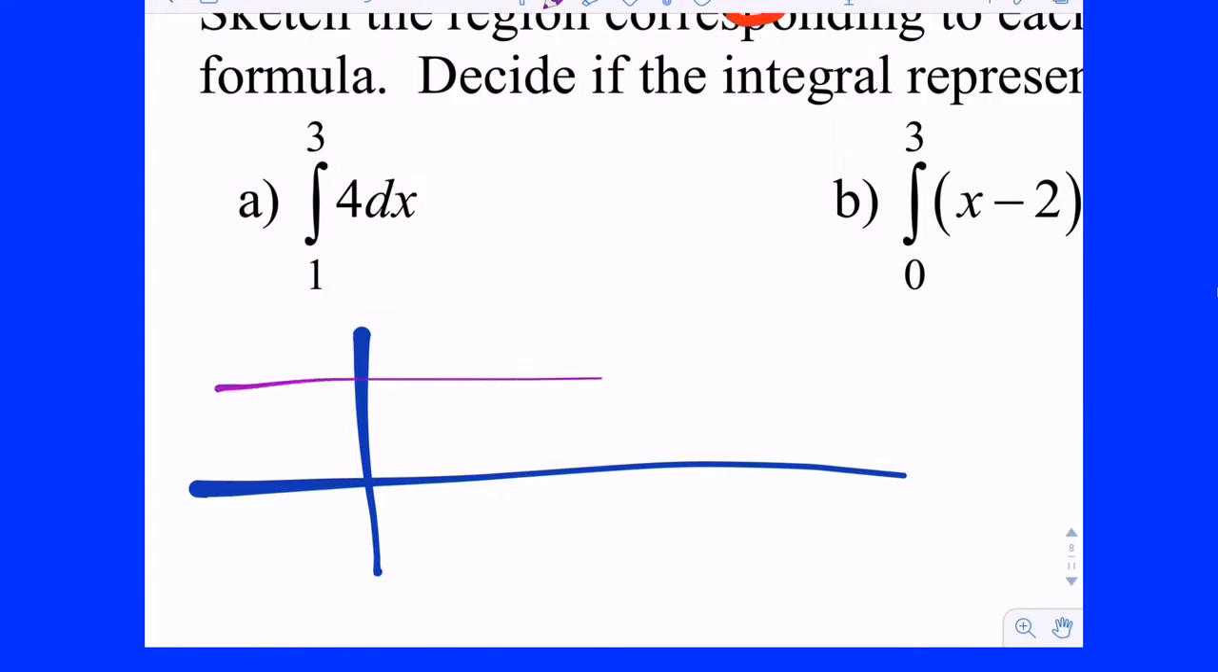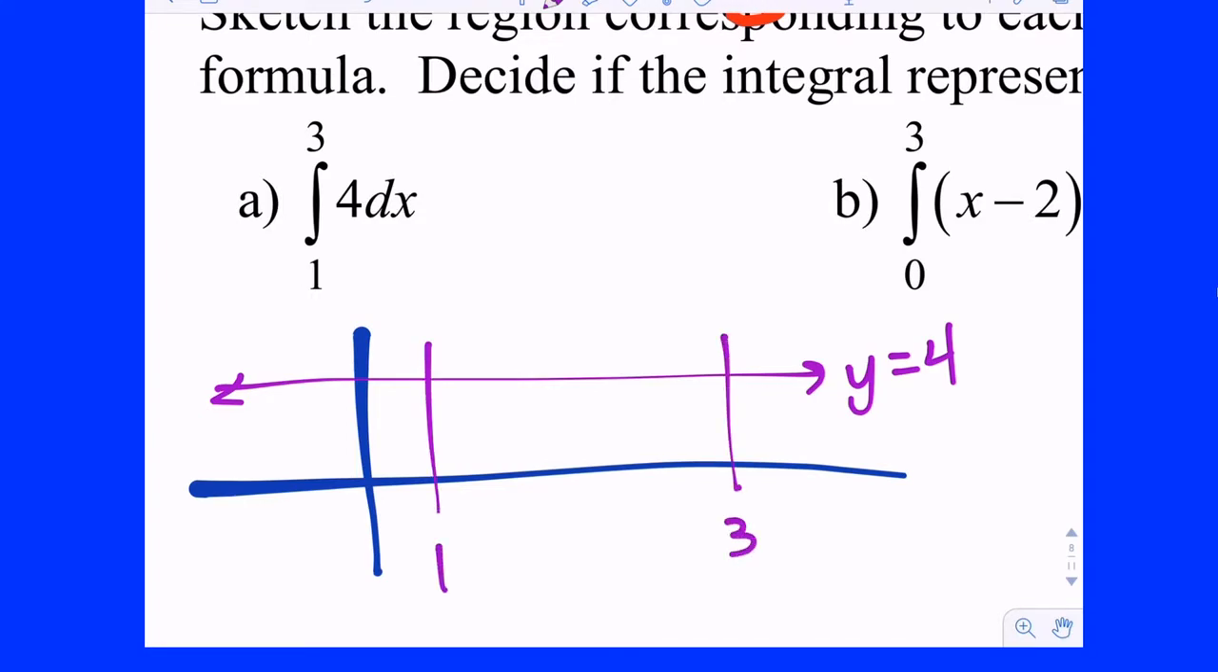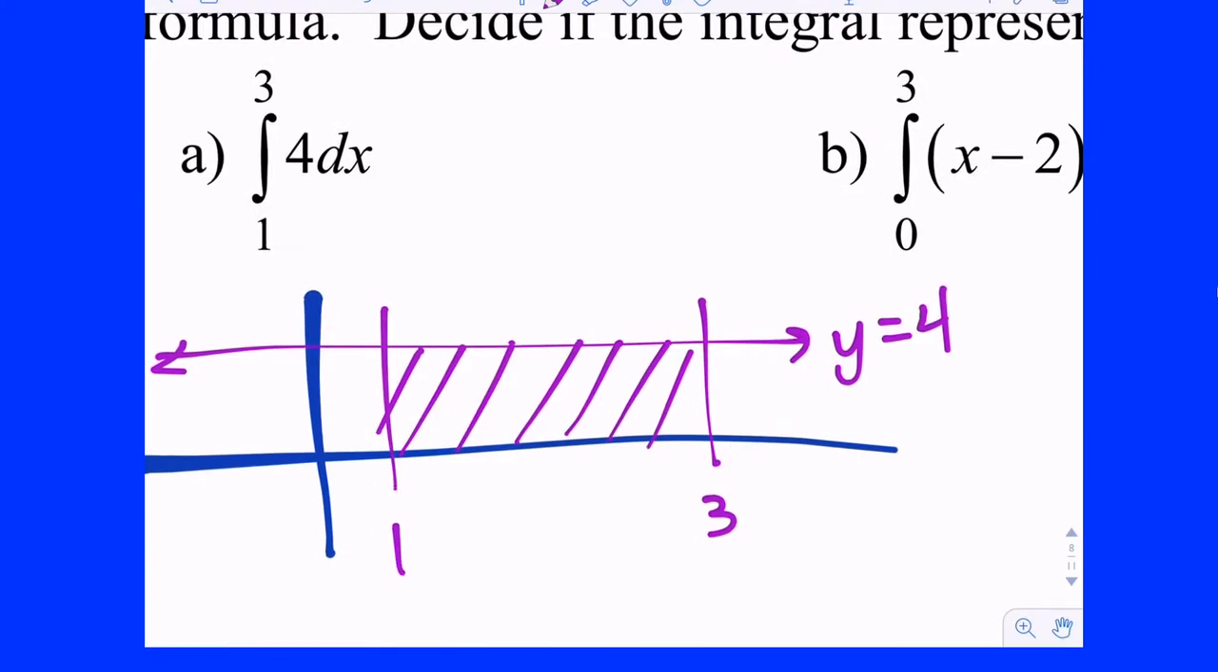So the graph of y equals 4 looks something like this. The y value, 4, and we're looking from x equals 1 to x equals 3. Because my graph is entirely non-negative on the region, and it's bounded by the x-axis, this will represent the area of the region, which of course we recognize as a rectangle. Good. And so the width is 2, and the height is 4, and it is not drawn to scale. But that's okay.